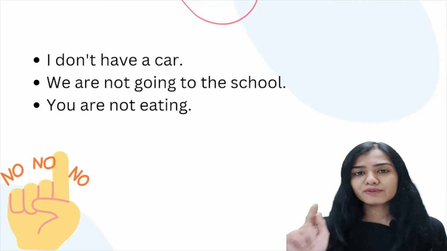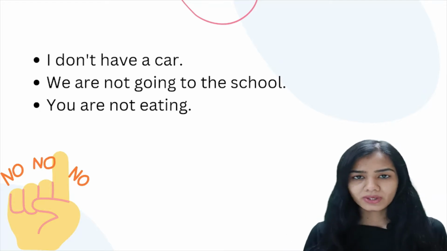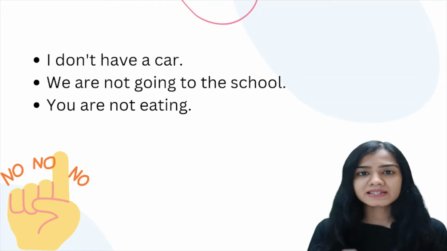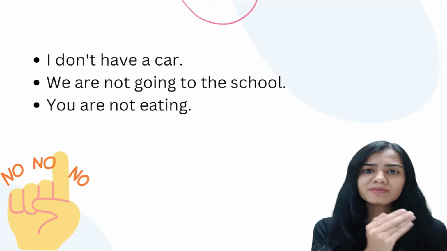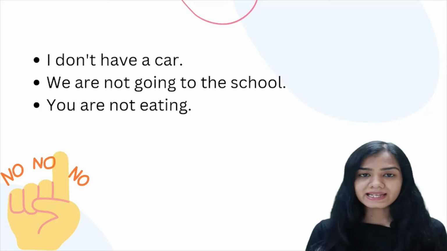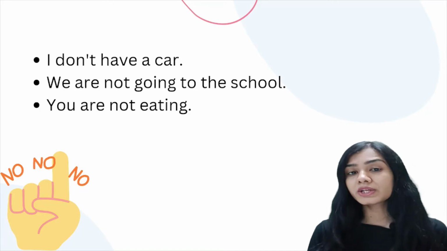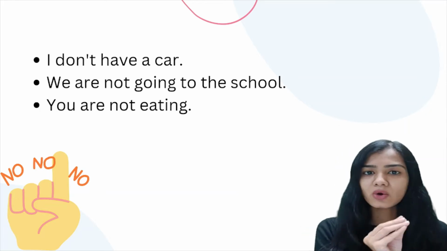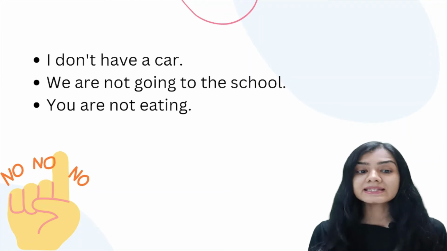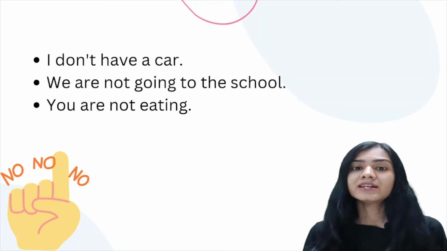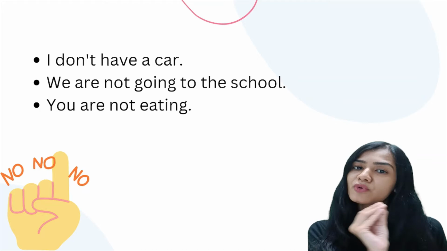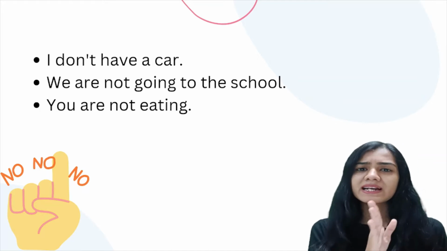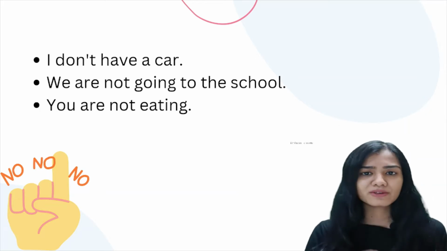So over here, if you pay attention in English, what are we doing? Our verb in the first sentence, I don't have a car, is have. So before the verb, we are placing don't. In the second sentence, we are not going to the school, going is our verb, so before going we are placing not. In the third sentence, you are not eating, eating is our verb. Before eating, we are placing not, right? So basically, we are just placing our negations before the verb in the case of English.